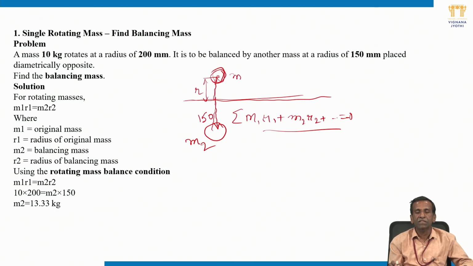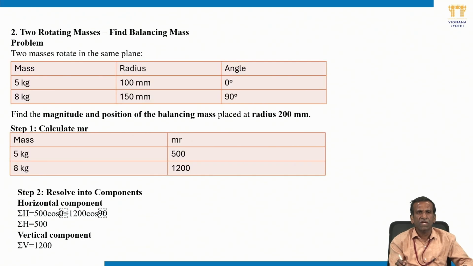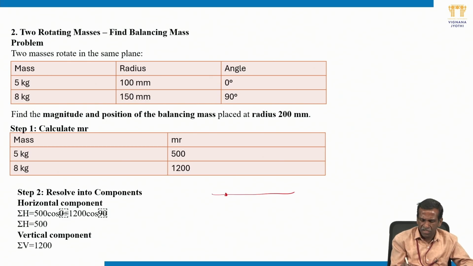We can understand a single mass rotating, attached to the shaft. Now coming to two rotating masses. This shaft carries two rotating masses, 5 kg at 100 mm radius, and the angle of inclination is also given. This is the mass, inclination 0 I have taken, that is 5 kg, radius of rotation given 100 mm. And 8 kg at 90 degrees. I am going in the anti-clockwise direction as positive.